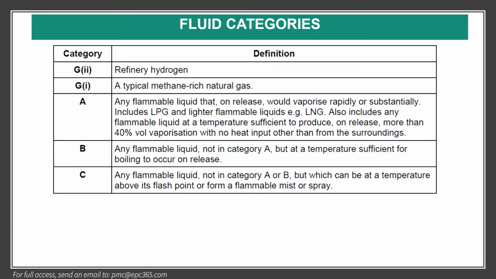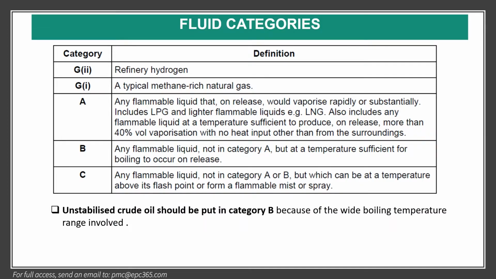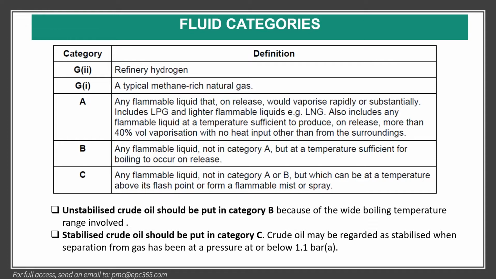Fluid categories are typically written here. Category A is any flammable liquid that on release would vaporize rapidly or substantially, including LPG and lighter flammable liquid, example LNG. Unstabilized crude oil should be put in category B, and stabilized crude oil should be put in category C.